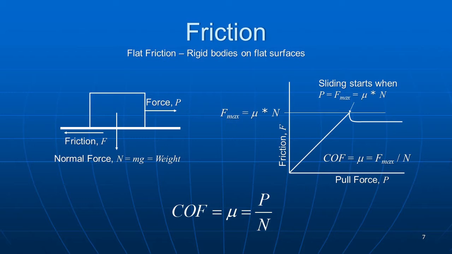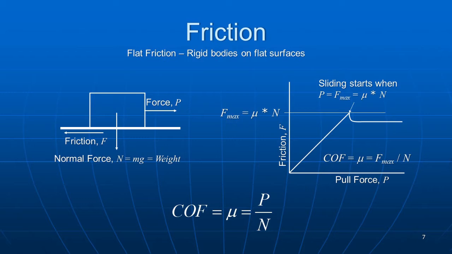Now, if we look at the graph on the right, if we pull with a small pulling force, a small frictional force will develop to resist that, and nothing will happen. If we pull a little bit harder with a pulling force, more frictional force is developed. Eventually, if we pull hard enough, friction will reach a maximum value and the block will start to slide. That happens when the maximum frictional force is equal to mu times the normal force, coefficient of friction times normal force.